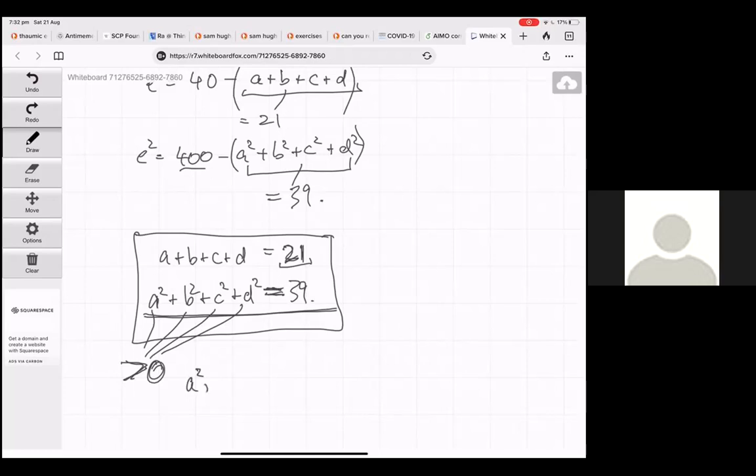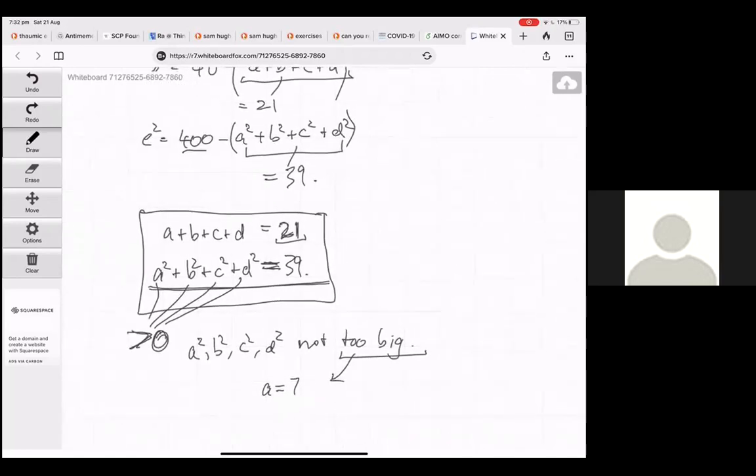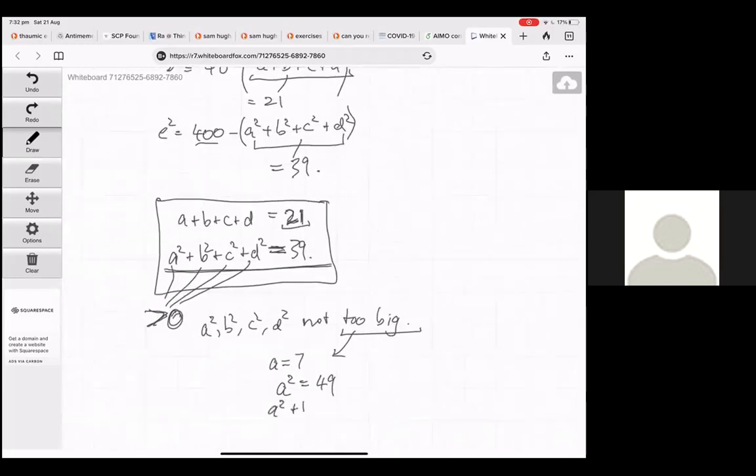I mean that A squared, B squared, C squared, D squared, not too big. And what's an example of too big? So an example of too big is if one of them was equal to 7. If any one of them was equal to 7, then A squared would equal 49, which means that A squared plus B squared plus C squared plus D squared would have to be bigger than or equal to 49. But that's greater than 39. So that's not possible.